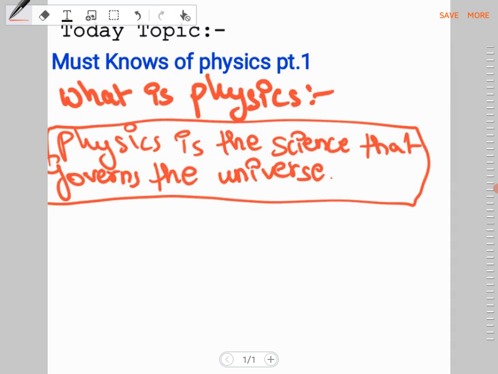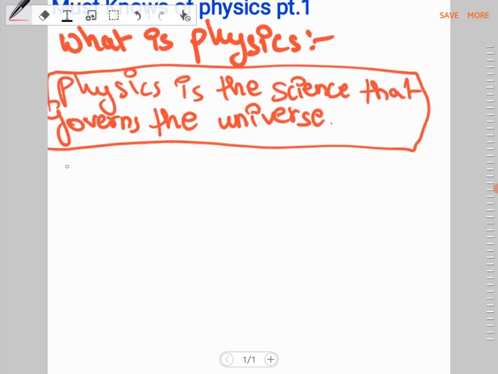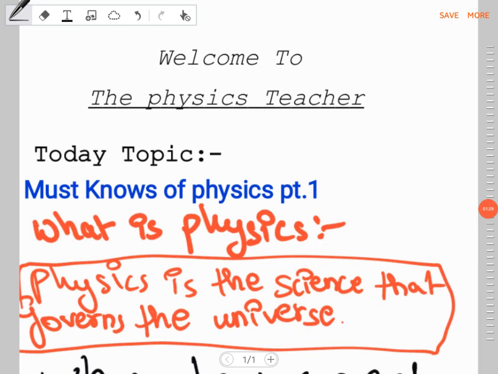Generally, we use physics for identifying different events happening in the universe, for example, planets moving, you walking, or anything like that. Now, let's continue.